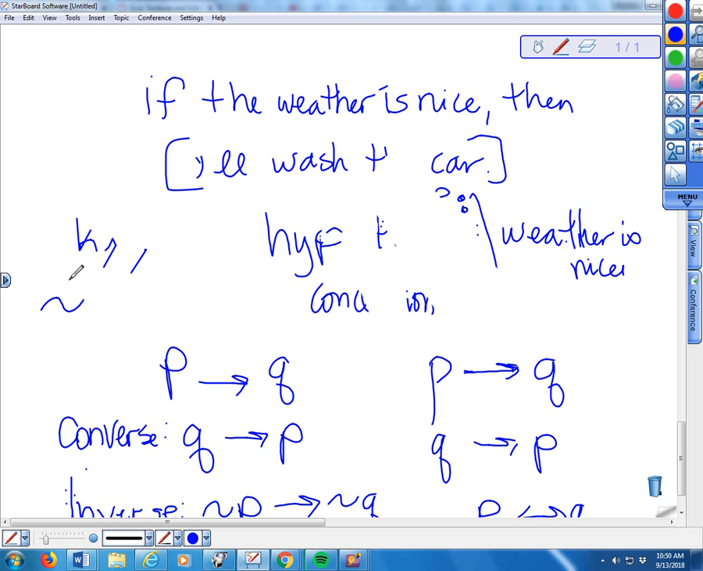And given a sentence, you need to be able to identify the converse, the contrapositive, the inverse. Your homework on CK12 or your classroom problems will have problems like that to give you practice on how to do that. So hopefully that'll help keep the definitions square in your head.